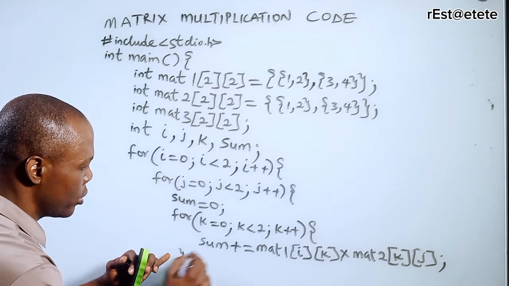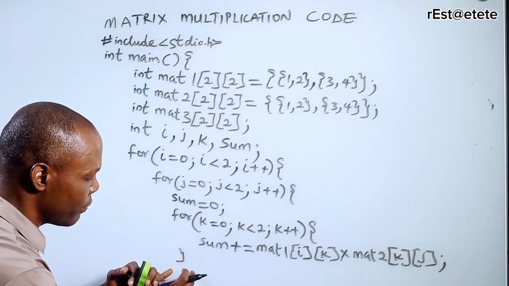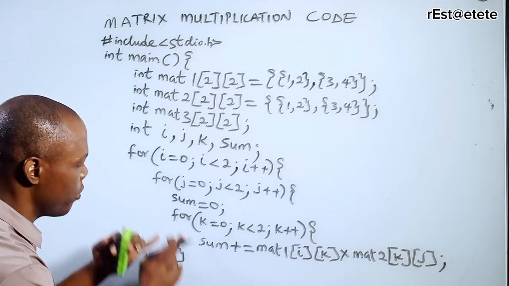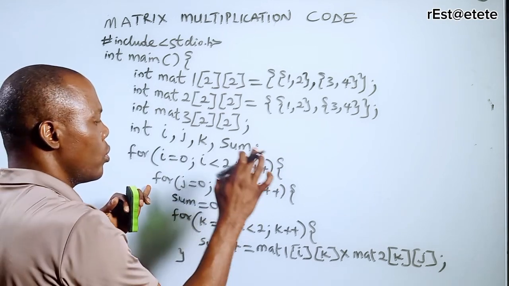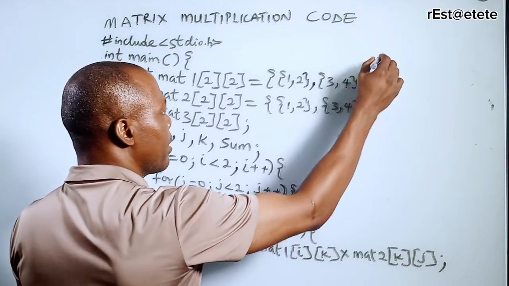Now, the moment I close this one, when I come out of it, I am going to have something here, which is still inside this for loop. So you will not be able to see. So let me write it here.